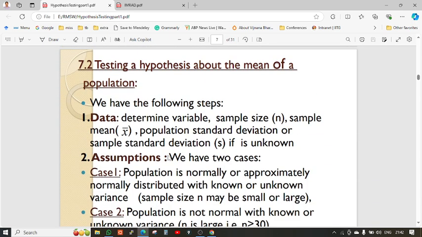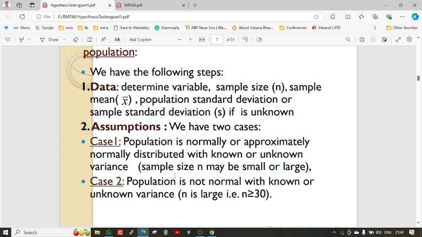Now, how do we define a hypothesis about a population mean? We have the following steps. First, prepare the data. What are the variables? Determine the sample size, the mean, the population standard deviation. All these things we have to calculate because they are unknown, since lots of data are there. In order to define all this data, you have to assume something.